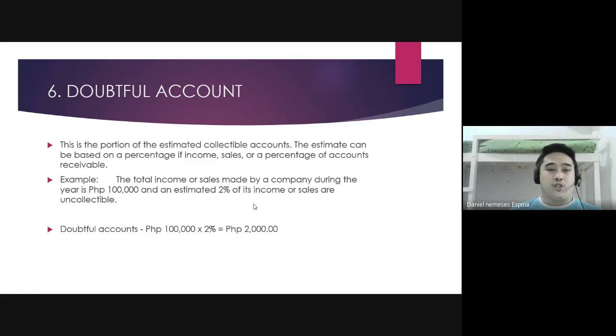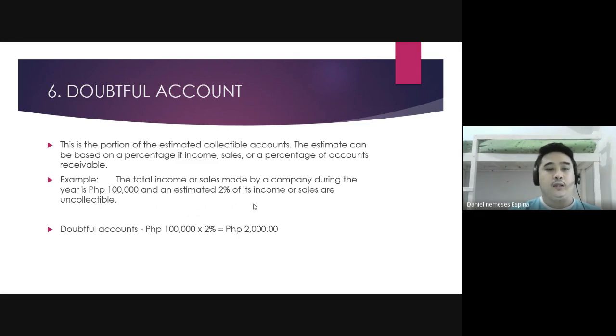So, for example, based on your experience, every year naay 2% nga dili mo bayad. Okay? 2% of the sales dili na nimo masukot. So every year you are going to allocate or give allowance. Okay. So computing the doubtful accounts, you have 100,000, so that's the total sales times 2%. So you have 2,000 pesos as your doubtful accounts.